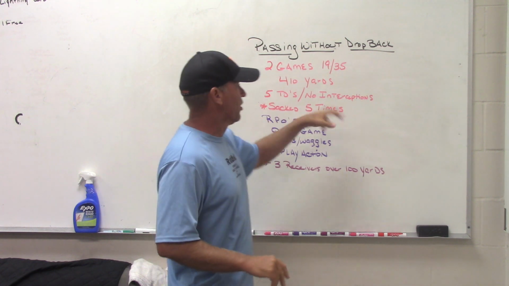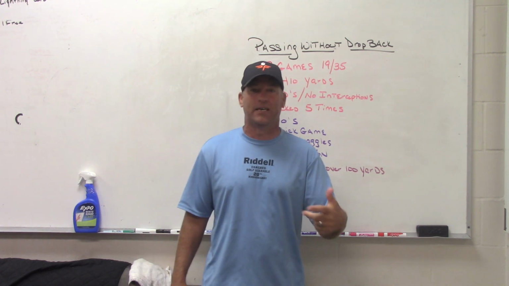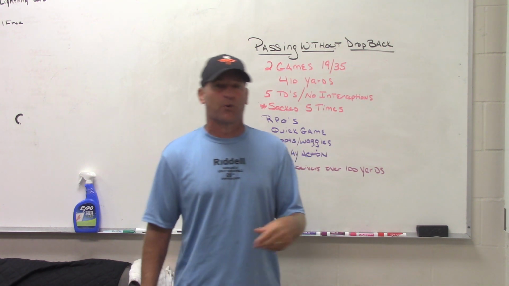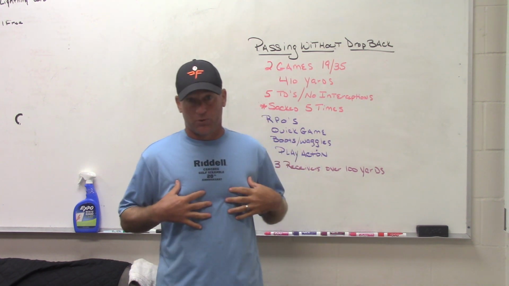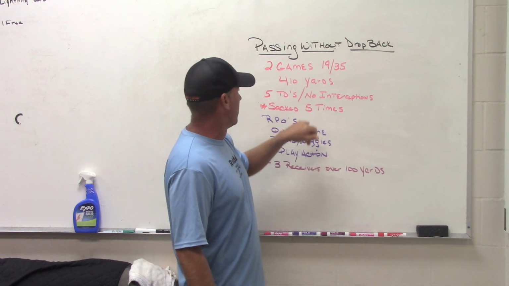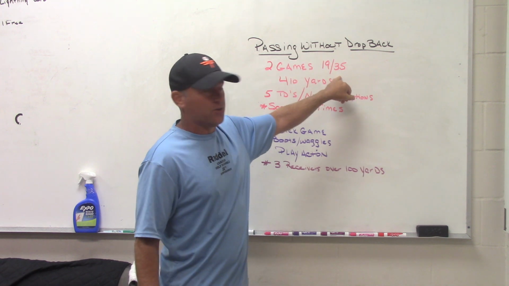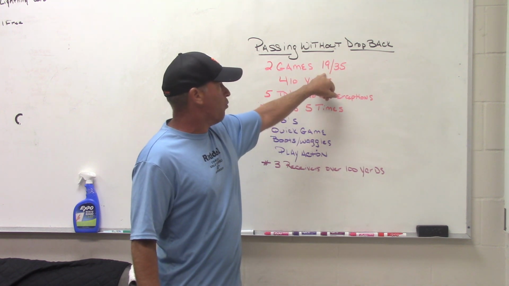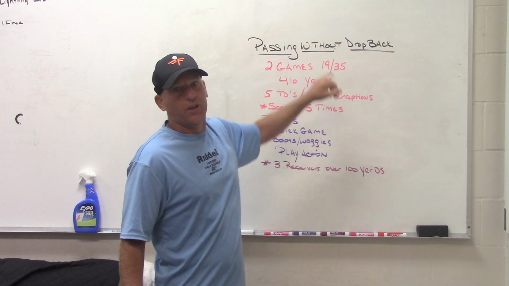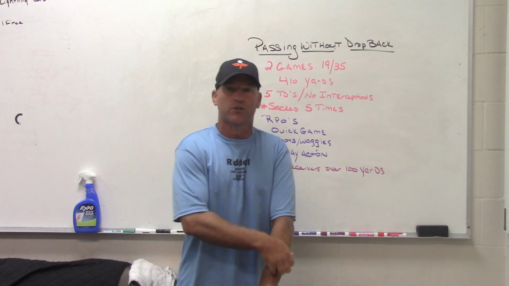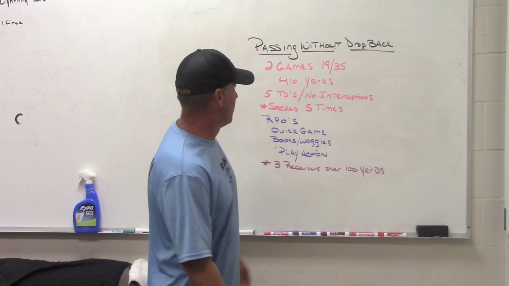He's thrown 5 touchdowns, no interceptions. That's the big key. Very efficient with the ball. 5 touchdowns in 2 games is pretty good in high school for the amount of times that we throw the ball. We've only thrown the ball 35 times. So 1 out of every 7 attempts is a touchdown, and 1 out of every 4 completions. We've only completed 19 passes and we've thrown 5 touchdowns. So just about 1 out of every 4 completions is a touchdown. So pretty efficient with the ball.